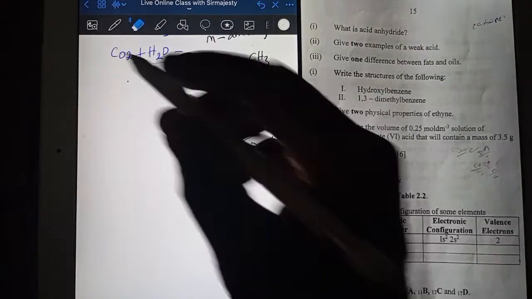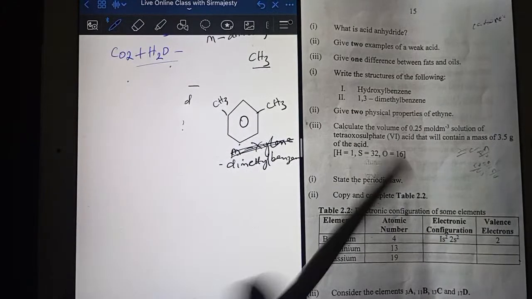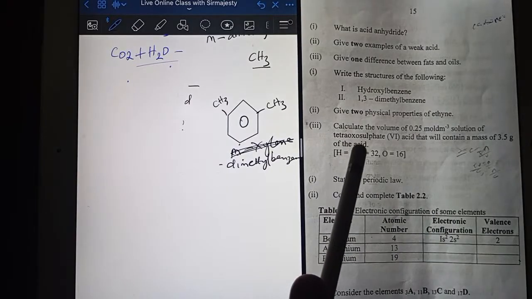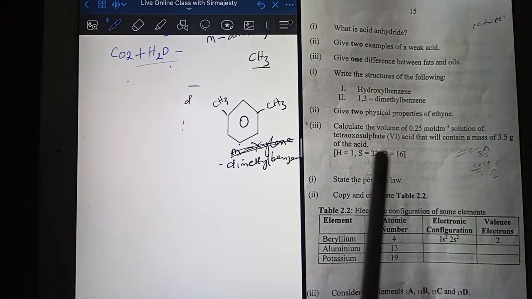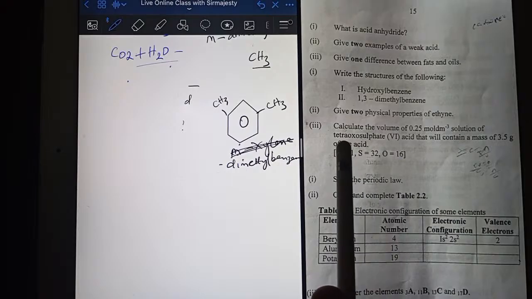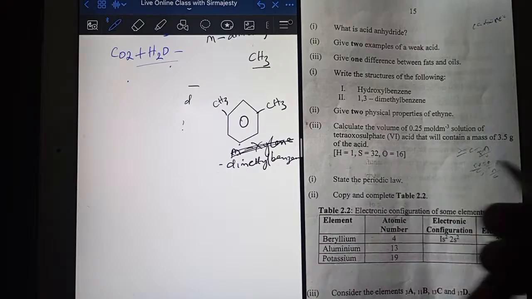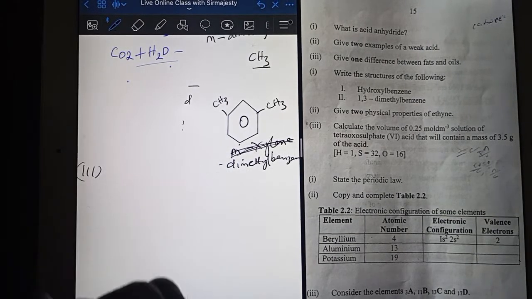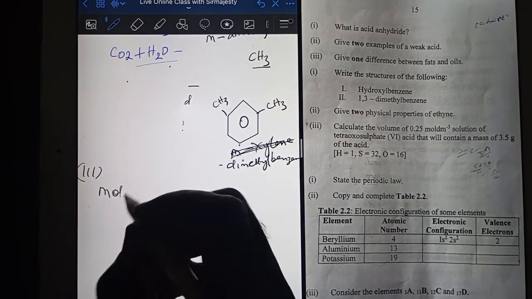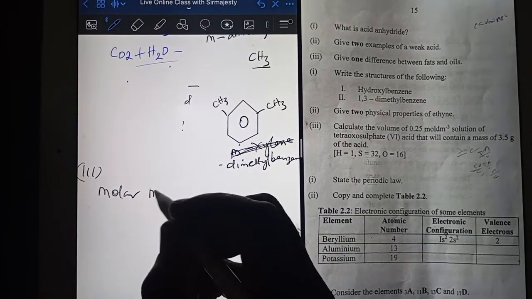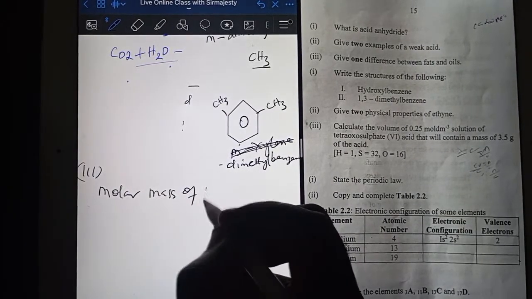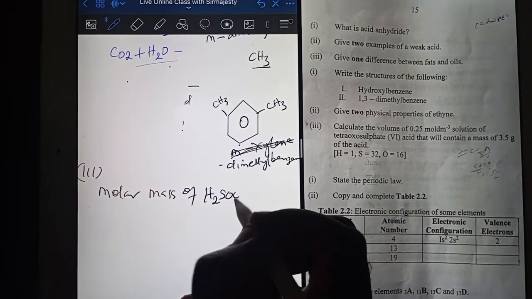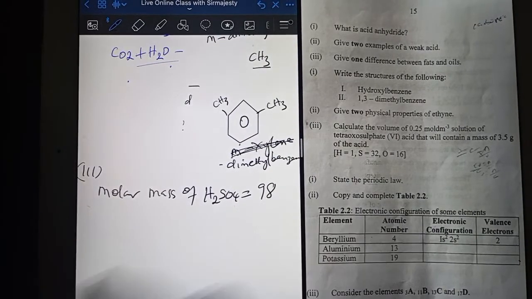Before I solve this, the compound in question is tetraoxosulfate 6 acid, H2SO4. Be careful, tetraoxo, not trioxo. Looking at it, first of all, the molar mass of H2SO4 is equal to 98. I already know that.